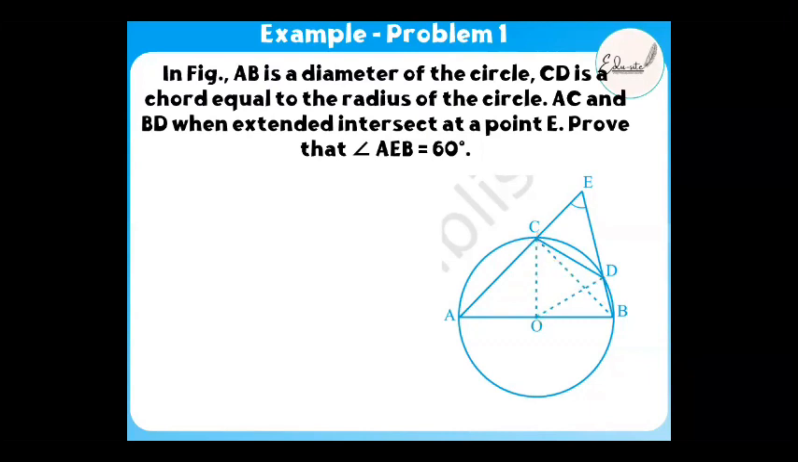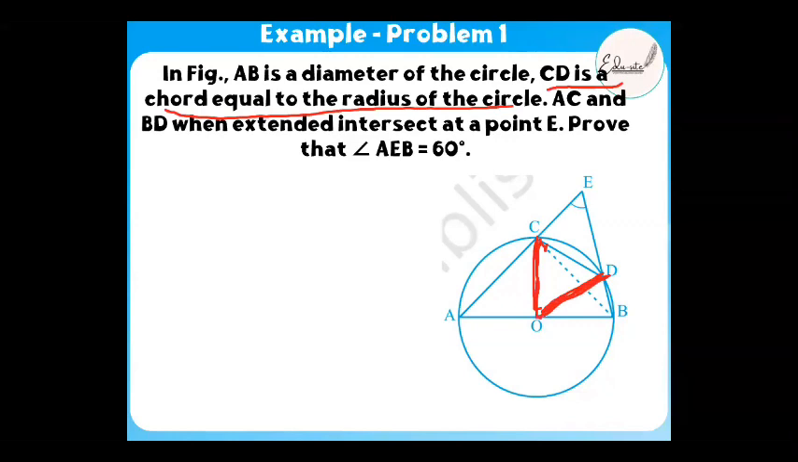Now, after joining this point, let's consider the triangle OCD. Why did we consider the triangle OCD here? OC is equal to OD, right? In the question they have given that CD is a chord equal to the radius of the circle. So we are drawing these two lines here.